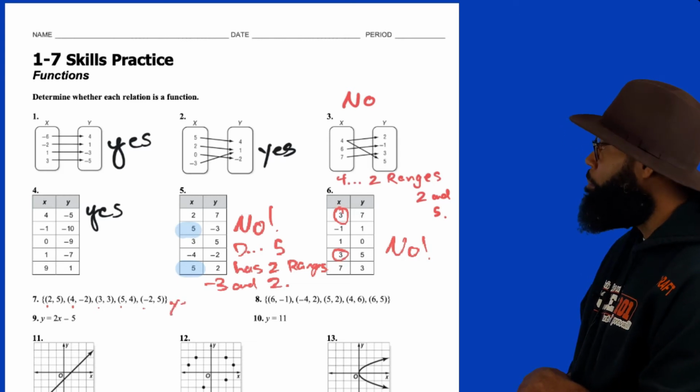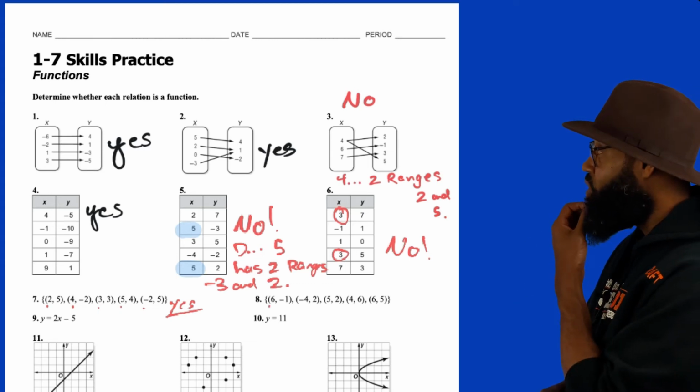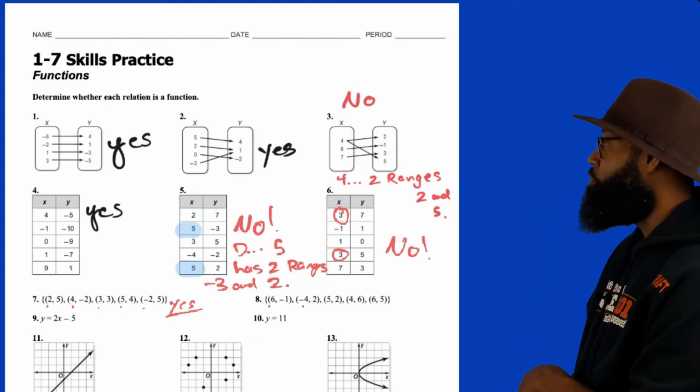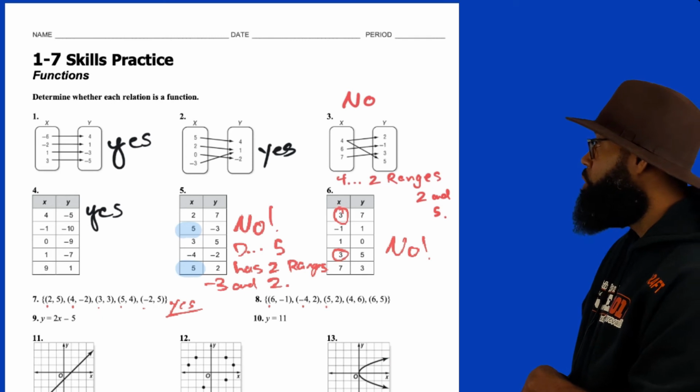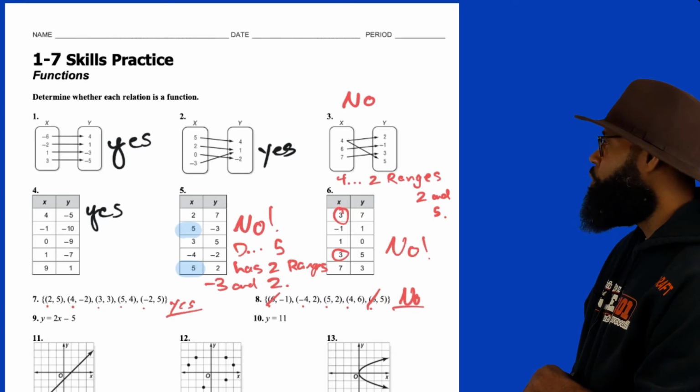Whether they're listing it in a mapping in 1, 2, or 3, or they're listing it in a table. So 7 and 8, the same thing, they're just not in a table. So I'm looking for doubles. There are no doubles in 7. But in 8, wow, right there. I got a 6 and -1. And I got a 6 and 5. You can't have doubles. So therefore, no, it is not a function.